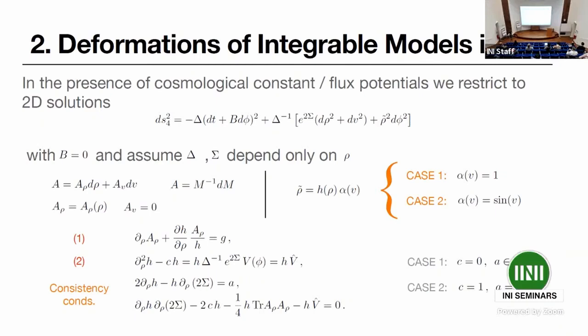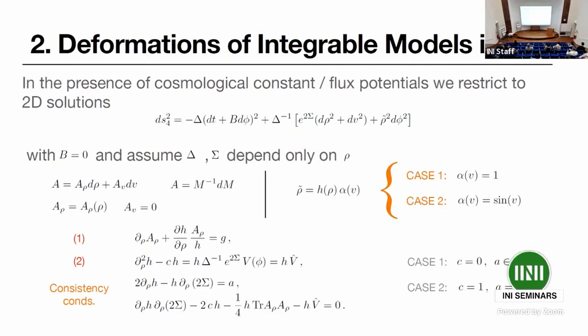And we're going to distinguish two cases. The first case is one in which rho tilde depends only on the coordinate rho. Then the system is truly one-dimensional. The second case manifests some spherical symmetry, and therefore we take alpha of b equals sine of b. For these two cases, the equations of motion that I started with can be rewritten in terms of h of rho, the gauge field A of rho, and sigma, and they take this particular form.